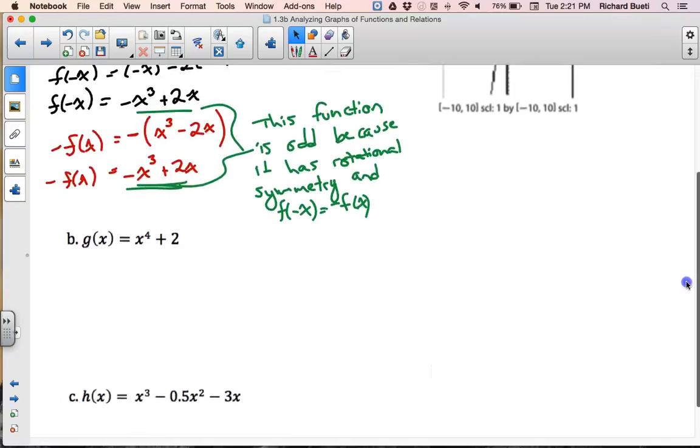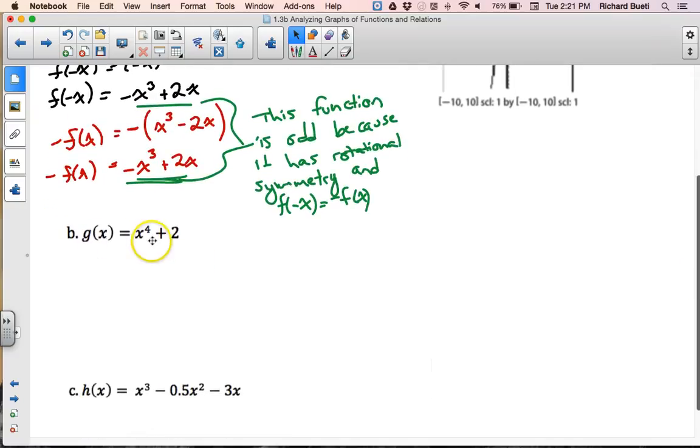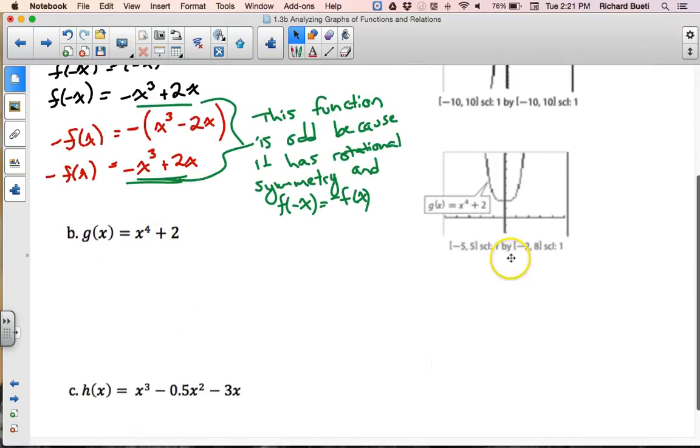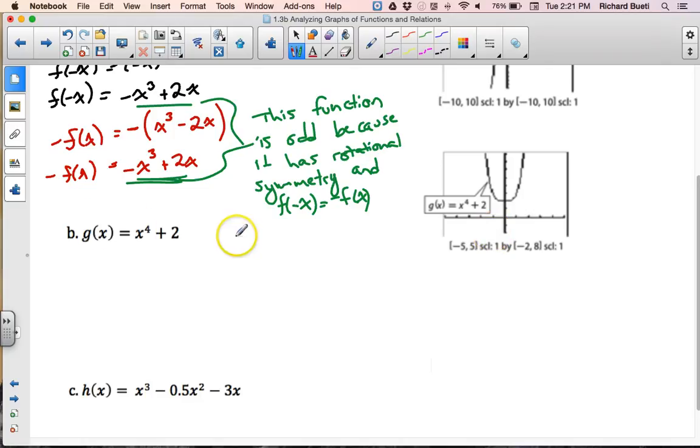Let's try another one. So I have x to the fourth plus 2. If I look at the graph of that function, it's going to look like this. It definitely looks like it has symmetry with respect to the y-axis. It doesn't have rotational symmetry. So I have a feeling that this is going to be an even function.